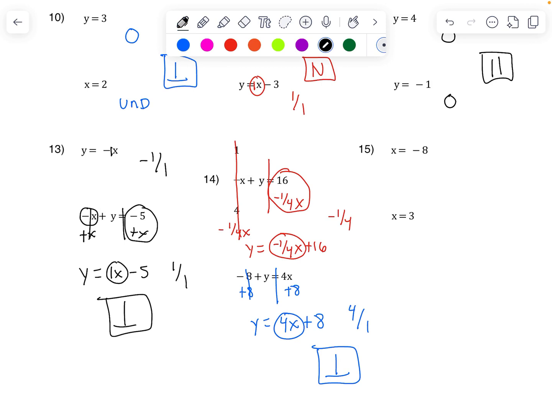And last one, number 15. We have x equals -8. Remember, if our equation starts with an x, our slope is undefined. And it looks like that's the same at the bottom. X equals 3, it's undefined. If I have an undefined and an undefined line, those are the exact same slopes, so those would be parallel.